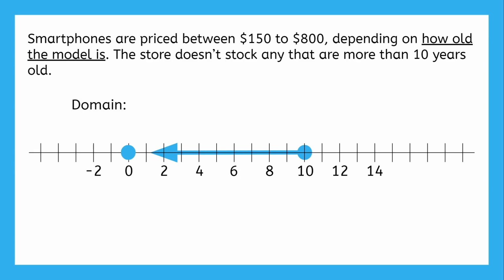So our actual domain should look something like this. The age of a phone could be 0 years old, 10 years old, or anything in between. So how would we write this domain? The age of the phones is between 0 and 10.